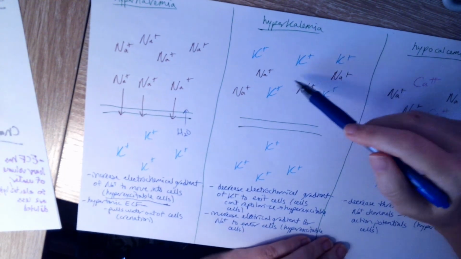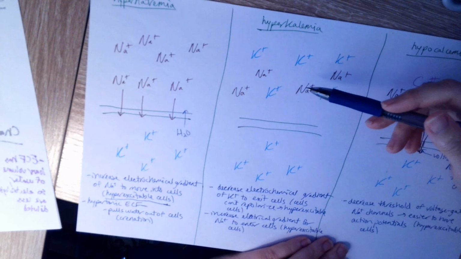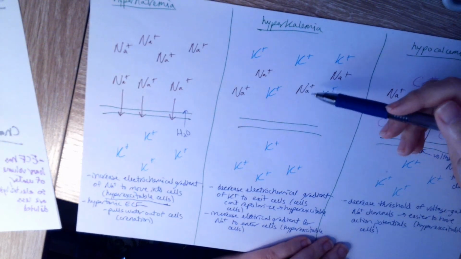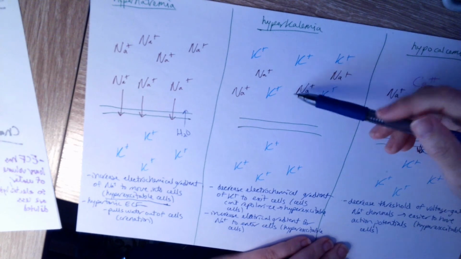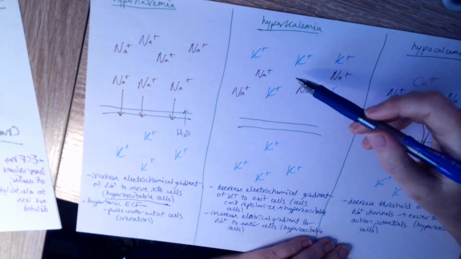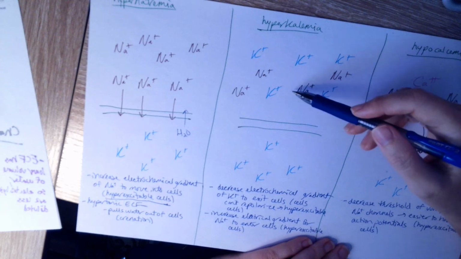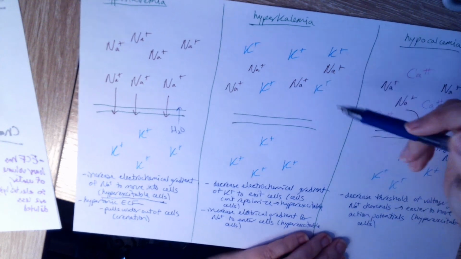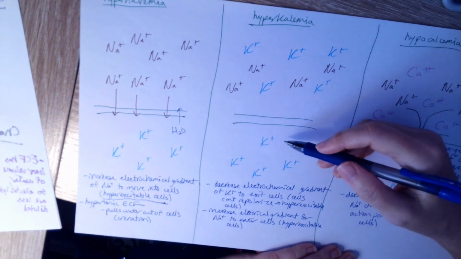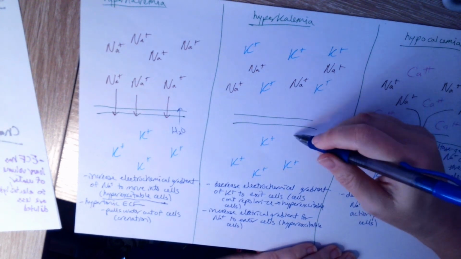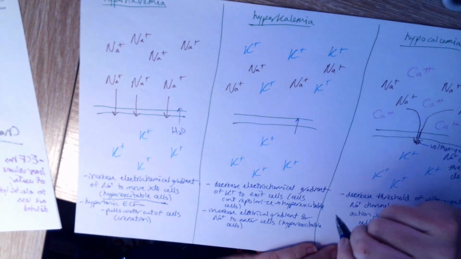This could be caused by ingesting a lot of potassium, which would be sort of difficult to do. Again, the kidneys are very good at getting rid of these ions when you have too many of them, but if, say, you were having a kidney malfunction, that could cause hyperkalemia. So remember that in order for our cells to repolarize after an action potential, we have to have potassium leave the cell.